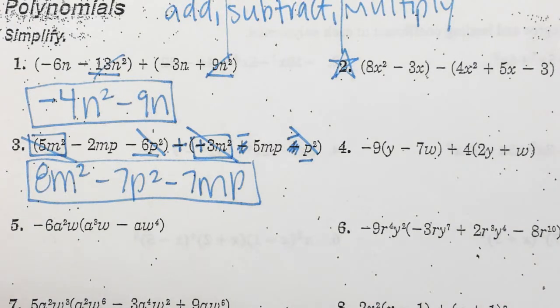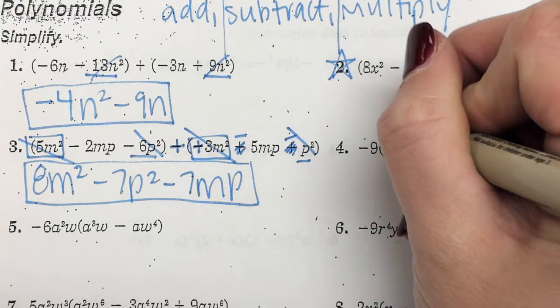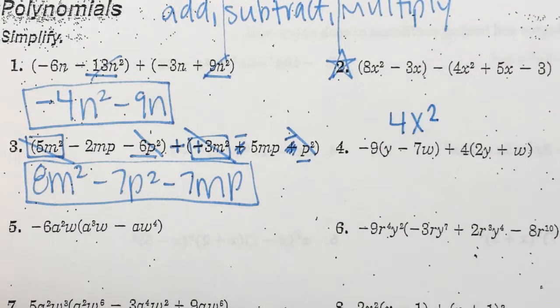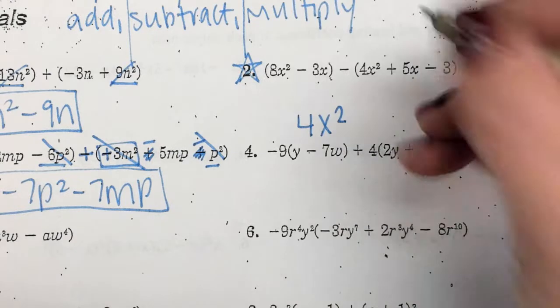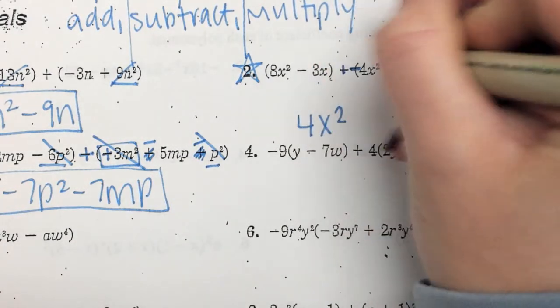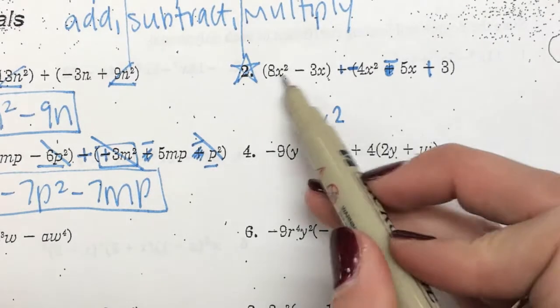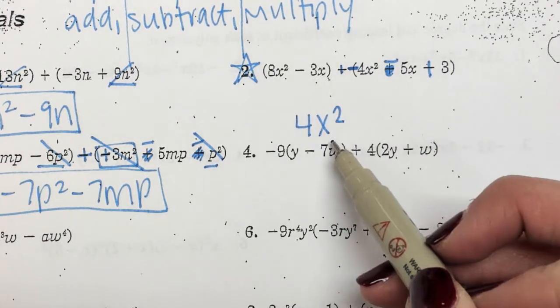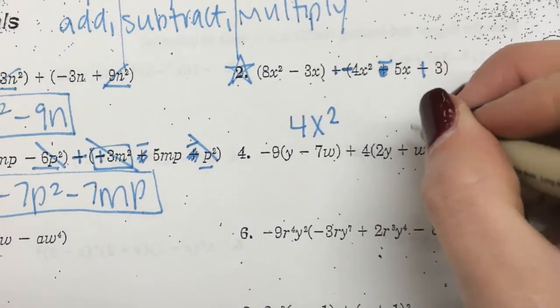Alright, somebody tell me the first term they got for your answer. Everybody agree? Alright, and just to show where we got that from, this is subtraction, so what do we have to do? Change this sign, change this sign, change this sign, change this sign. So it'd be 8x squared minus 4x squared, that's why it's 4x squared. Does everybody see that?